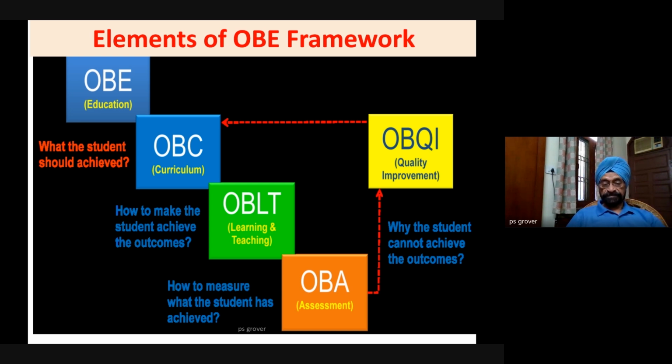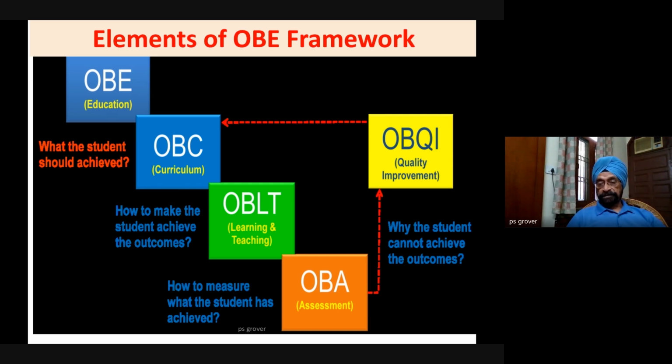When I have to assess this, then I have to assess not only knowledge, but also his skill, his attitude, behavior, competency. These are to be assessed. Now, competency cannot be assessed with examination alone. Through examination, we are able to assess only the knowledge.